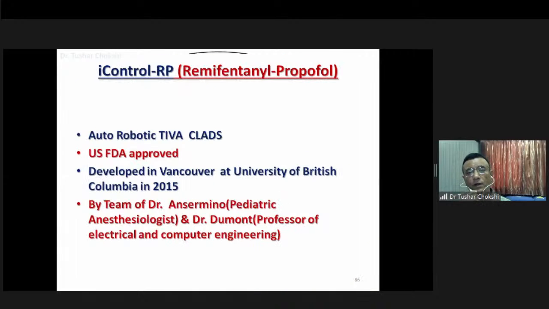People have introduced the eye control RP, that is remifentanil, propofol, robotic control of the TIVA and closed loop. It is US FDA approved. This is the new thing which you want to know. It was developed in Vancouver, and a pediatric anesthesiologist developed it. And they are even coming with the eye control RPR, that is with relaxant also.